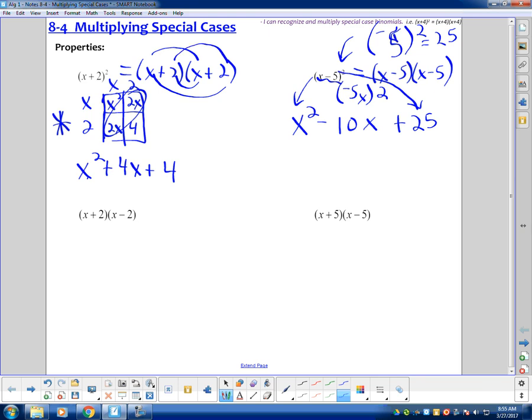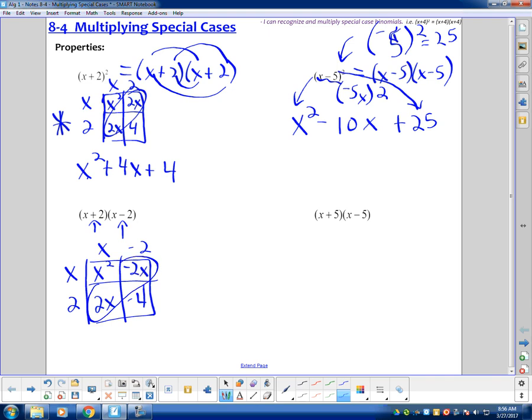Either way will work. Same thing with what's called the difference of squares. We have x plus 2 times x minus 2. Notice, the only difference here is the sign. So we can go ahead and just draw our box. Our rectangle, it's called a rectangular array. And go ahead and multiply. It's a multiplication table. x squared, x times negative 2 is negative 2x. 2 times x is 2x. And 2 times negative 2 is negative 4.